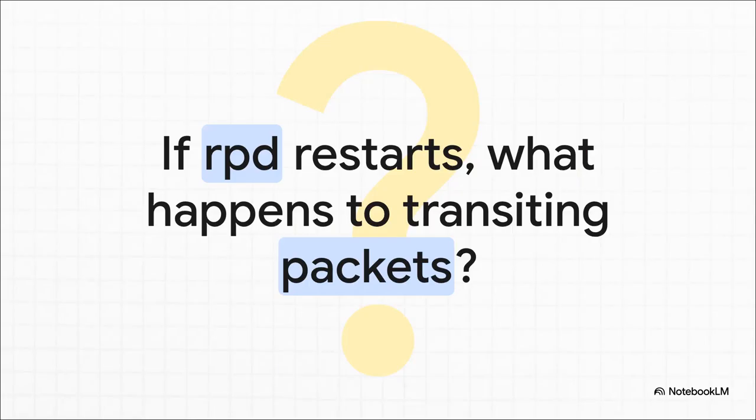I'm going to leave you with this thought to ponder on your networking journey. We know the brain and the brawn are strictly separated. The routing engine maintains the tables, and the packet forwarding engine just blindly forwards using its copied table. So, if the RPD process on the routing engine randomly crashes and has to restart, what happens to the actual data packets flying through the hardware at that exact second? Based on the brilliant two-brain architecture we just broke down, I'll let you figure that one out.